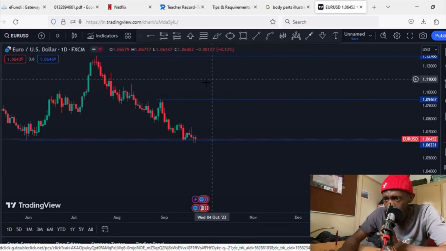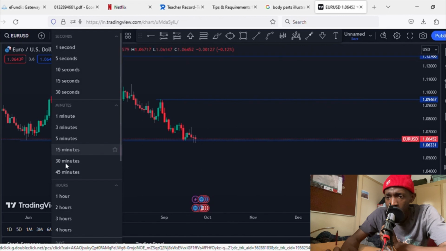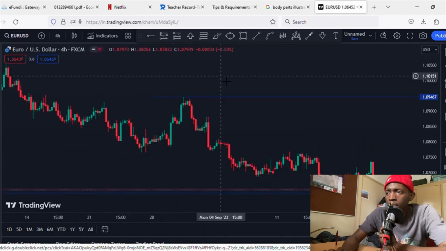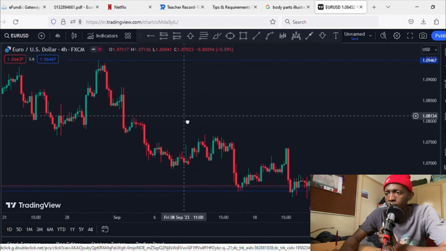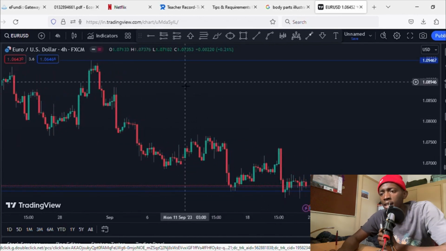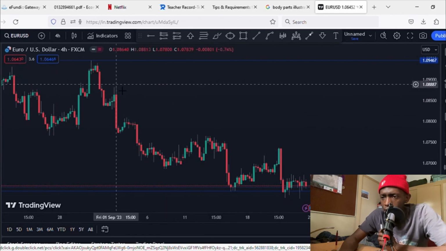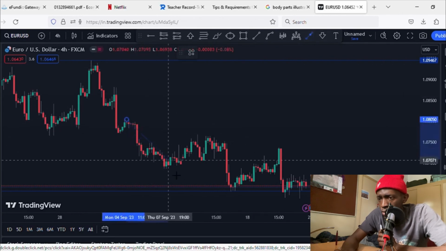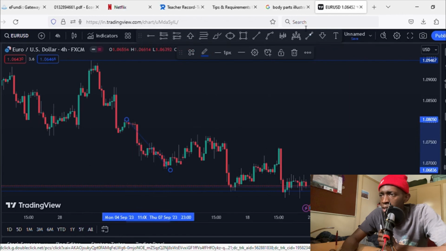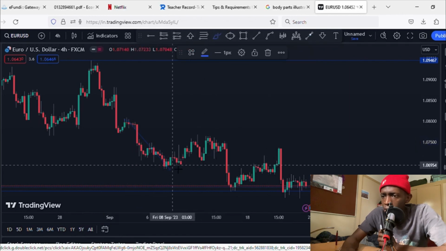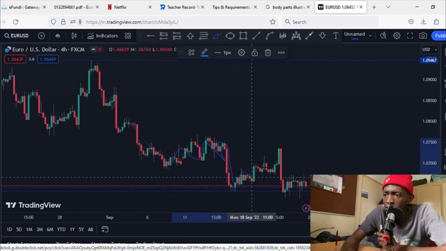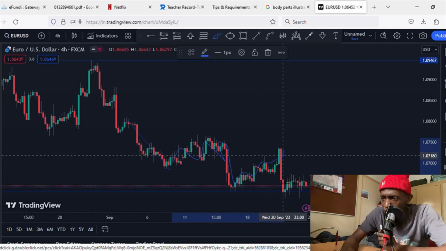So let me just go to the 4-hour time frame. So this is what we have on the 4-hour time frame. As you can see, we did go downwards impulsively. Let me just use an arrow so you guys can see what I'm talking about. So we did go down, and then we had our correction, and then another move to the downside. We had another correction, and then another move to the downside.